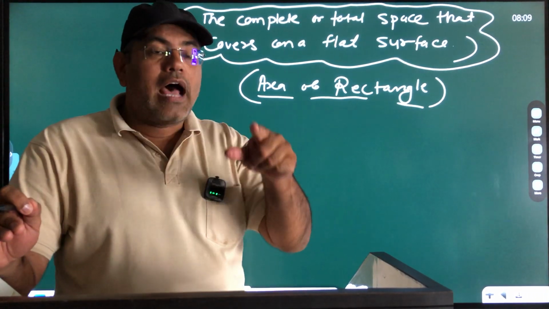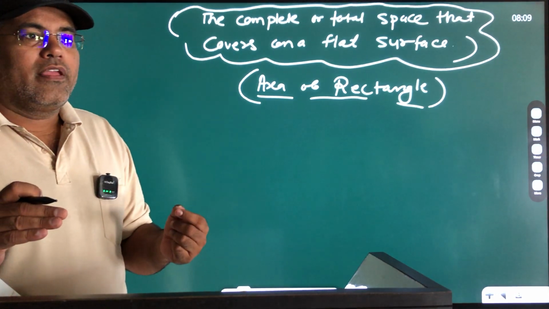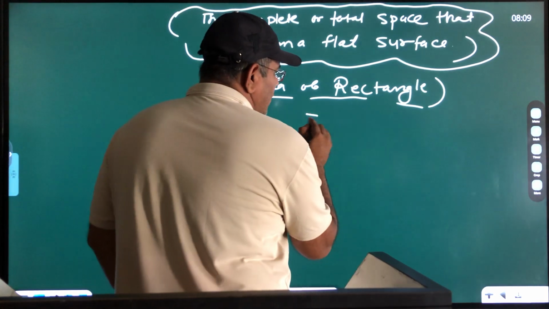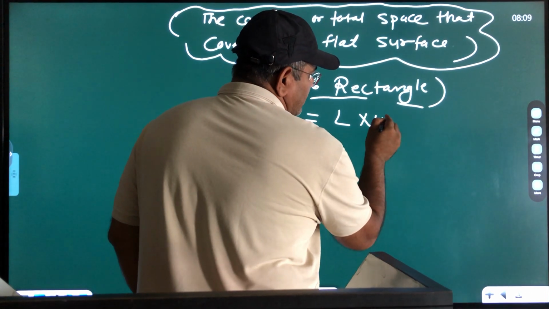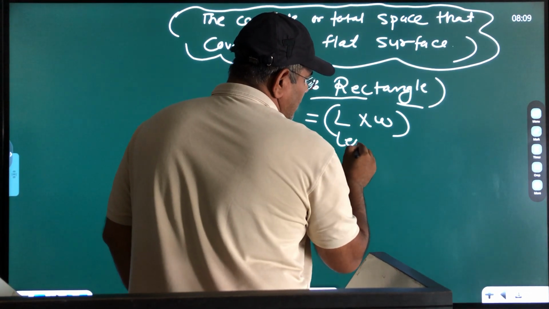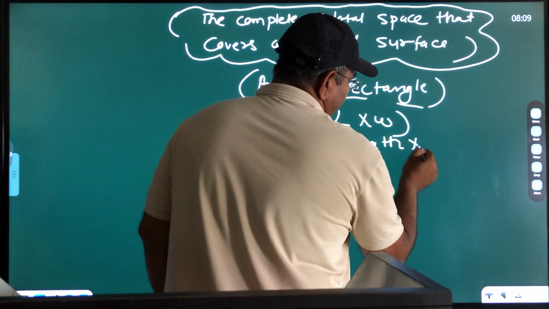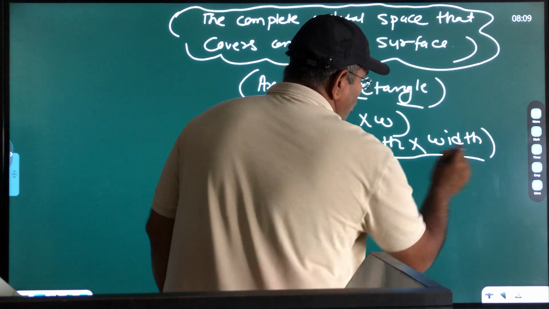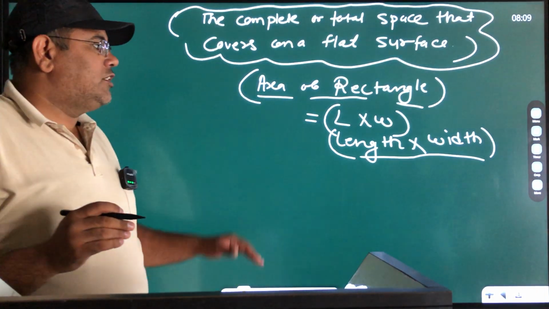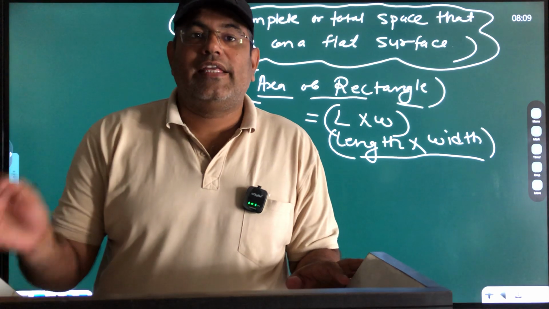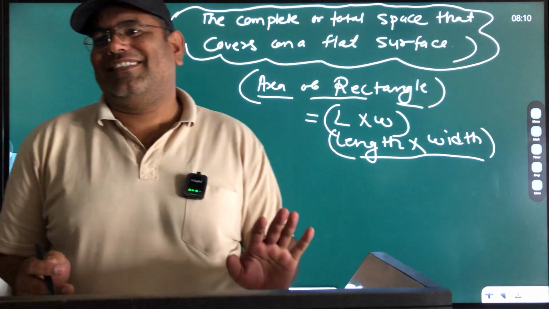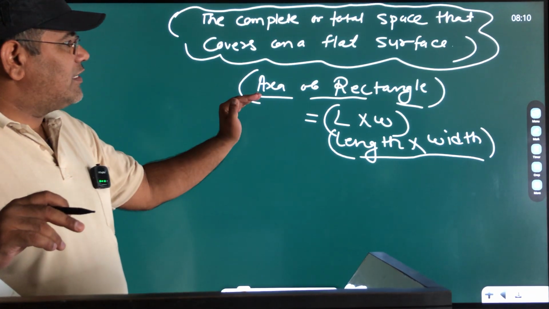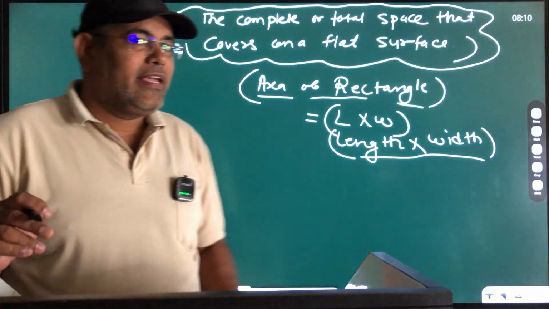Is that clear? Now I will tell you the formula for the area of rectangles, which is L multiplied by W. L means length and W means width. When you multiply width with length, you get the area of the rectangle. Is that clear? Okay. Now I will explain the area of rectangles with questions. I will create a question.